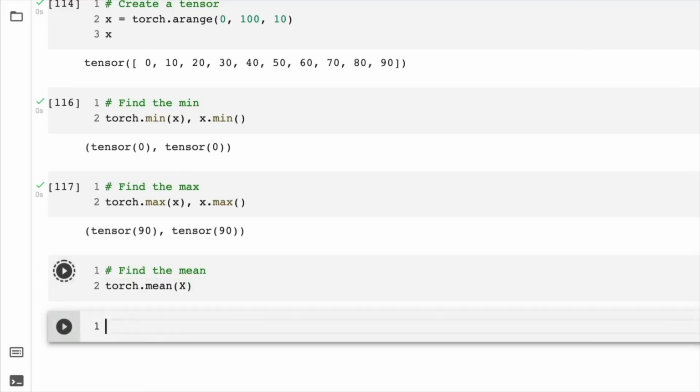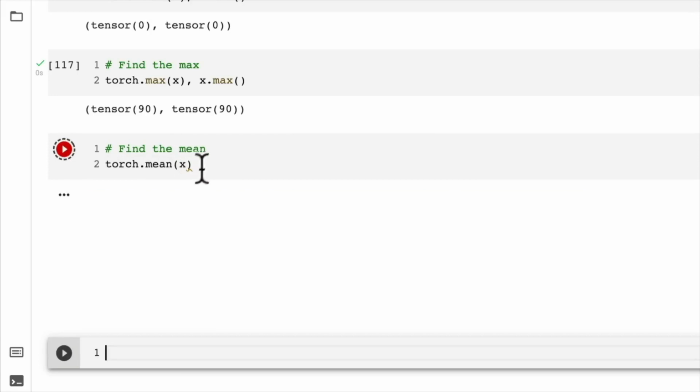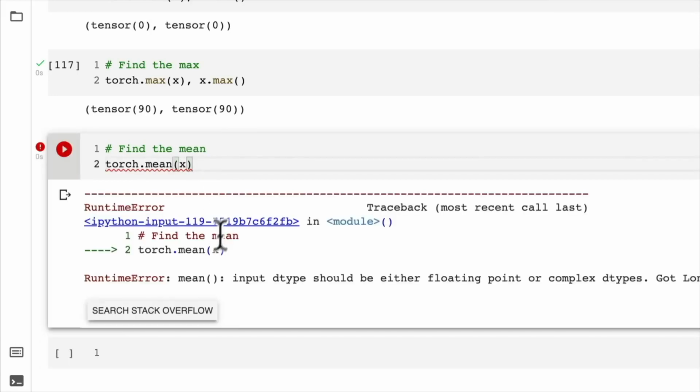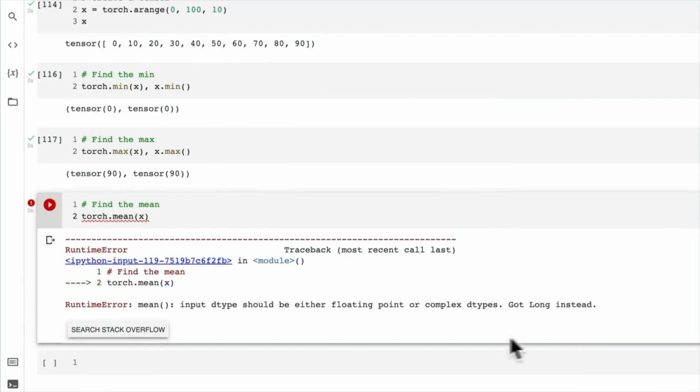Torch.mean x. Oops, we don't have an x. Is this going to work? What's happened? Mean. Input data type should be either floating point or complex D types. Got long instead. Haha! Finally! I knew that error would show its face eventually.